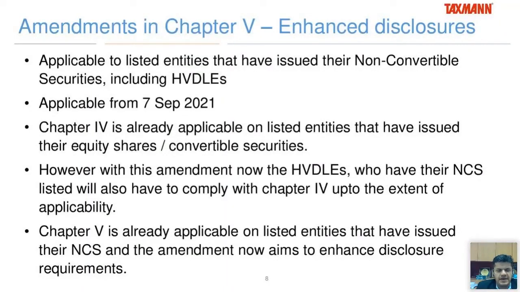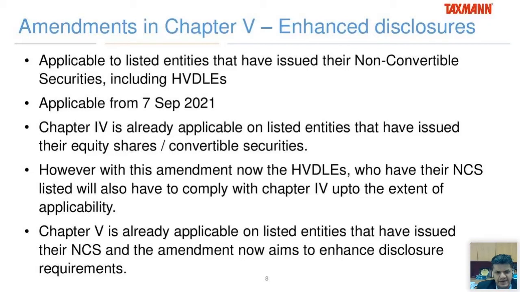Chapter 5, enhanced disclosures. Enhanced disclosures are applicable to listed companies that have issued non-convertible securities, including HVDLEs. So all debt listed companies need to comply with Chapter 5, the enhanced disclosure part of Chapter 5. It is applicable immediately, that is from 7th of September 2021. So Chapter 4 is already applicable to all listed entities that have issued their equity shares or convertible securities. However, with this amendment now, the high value debt listed entities who have their NCS listed will have to comply with Chapter 4 to the extent of applicability.